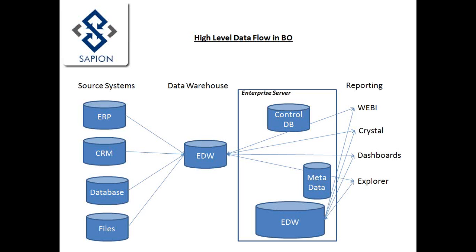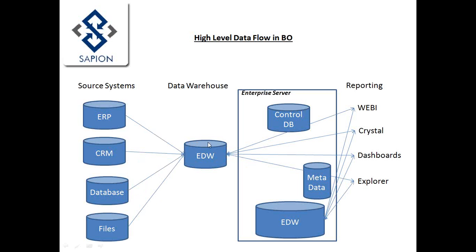This is a high level data flow in BO, how the environment is set up. These are different source systems. Let us say Apollo Tyres has one ERP, one CRM system, another database which stores HR data, HR means human resources, and some files which store business information. Now all this data has to be brought into an enterprise data warehouse for reporting, which is this one. The arrows which point from here to here are nothing but ETL, extraction, transformation and loading.